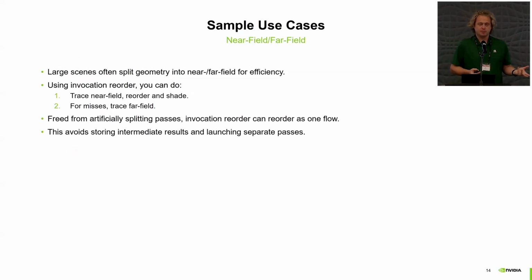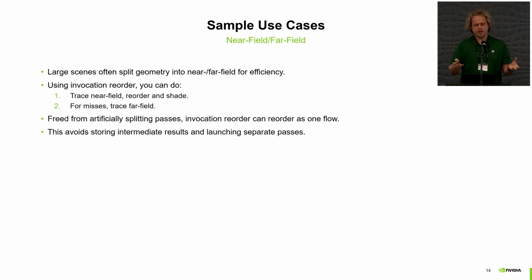Another sample use case would be near field, far field tracing for convergence and locality. For large scenes, a technique that people often use for ray tracing is to split into near field and far field. Near field is the things in your room, nearby, that you might interact with, and far field is things like the environment outside, where you still need to consider it, but it's further away and it's not going to interact as directly with the rendering view. So using invocation reorder, we can take advantage of this split to optimize for locality on the far field traces in particular.